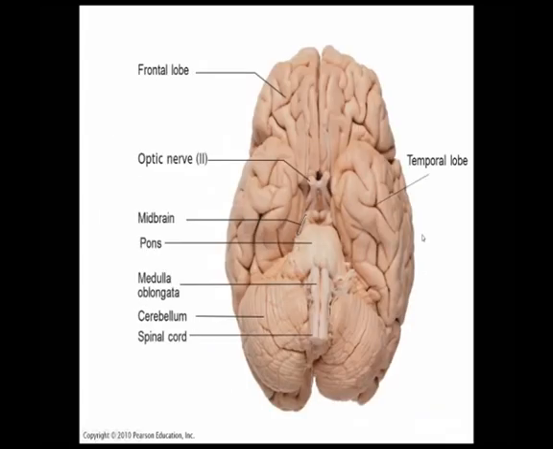This is an inferior view which shows the extent of the temporal lobe. We can see the brainstem and the cerebellum, and we can also begin to notice the location of cranial nerves that you'll learn about in the near future.